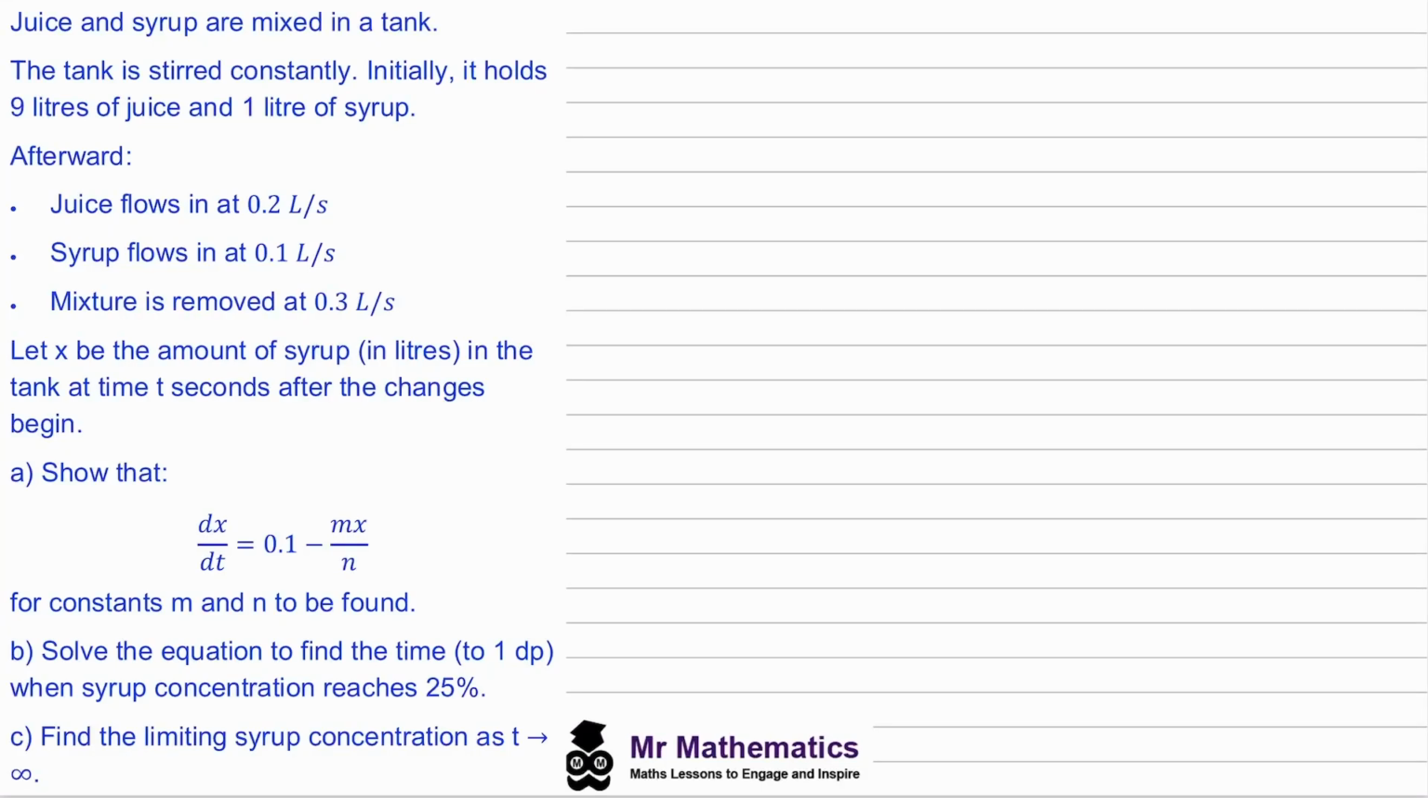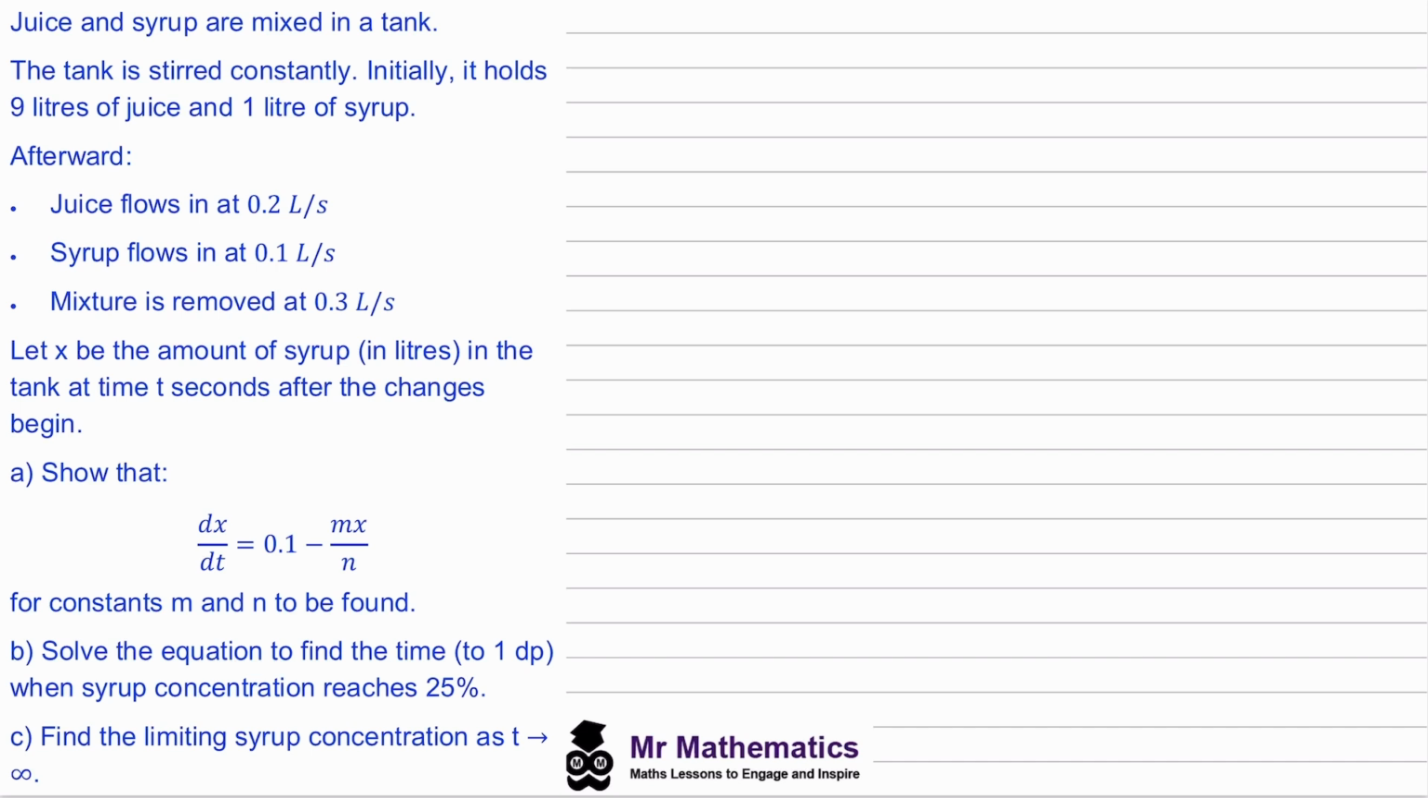Hi everybody. In this problem, we're looking at how syrup is mixed with juice inside a constantly stirred tank. So we're going to work out how to model how the amount of syrup over time changes using a differential equation. We're told that at the start, the tank holds 9 litres of juice and 1 litre of syrup.